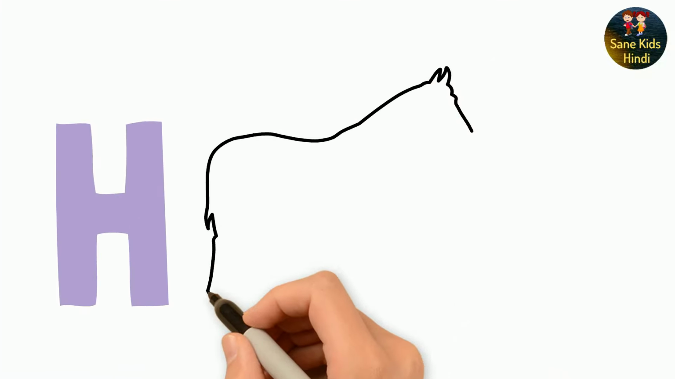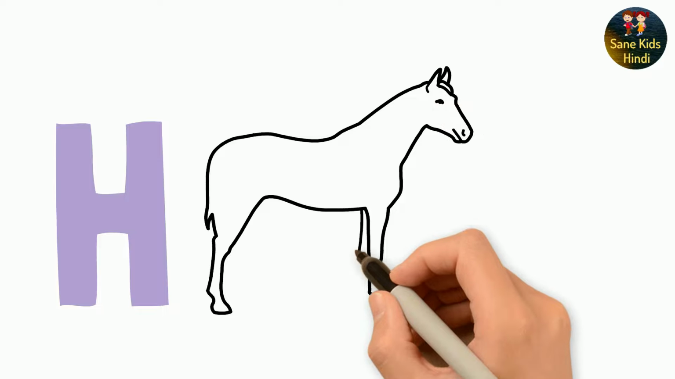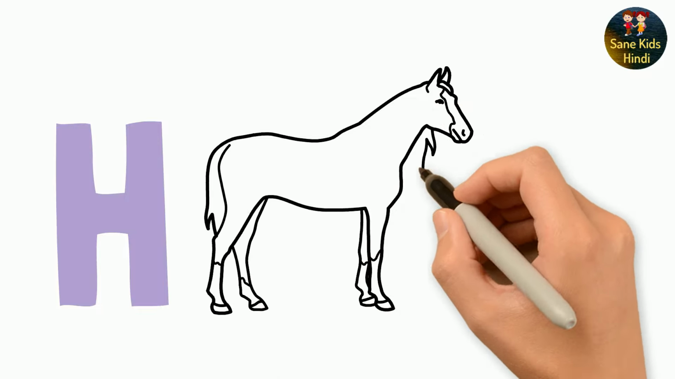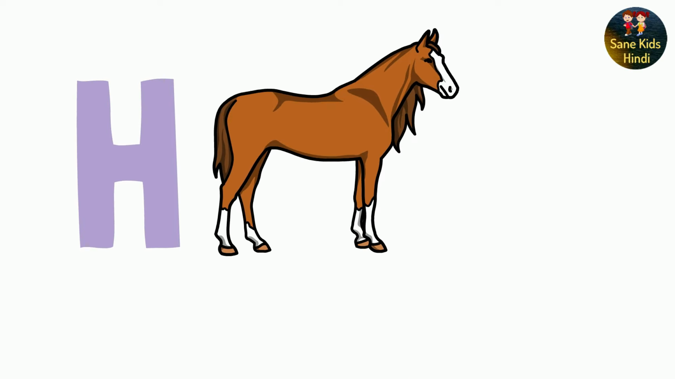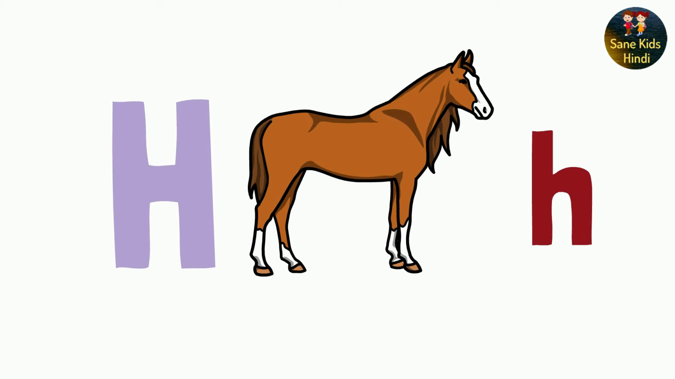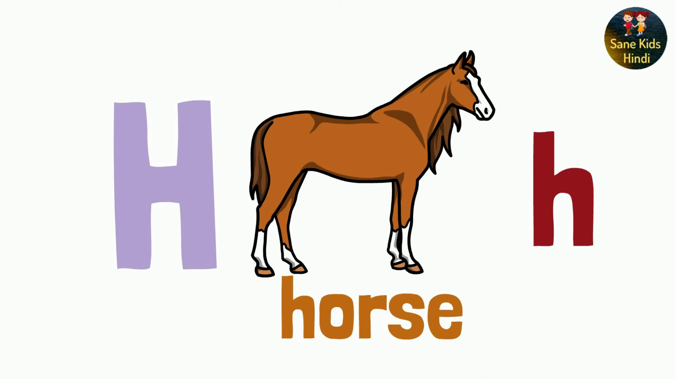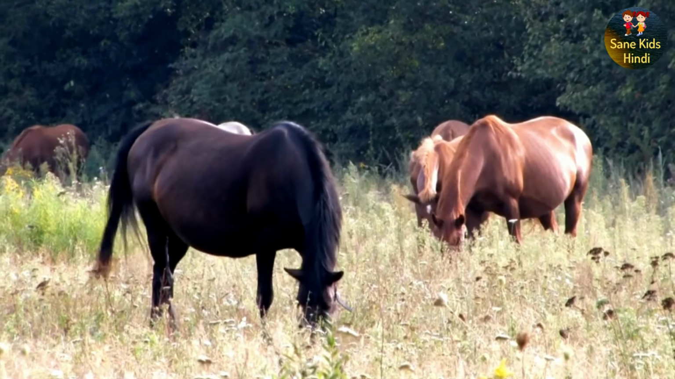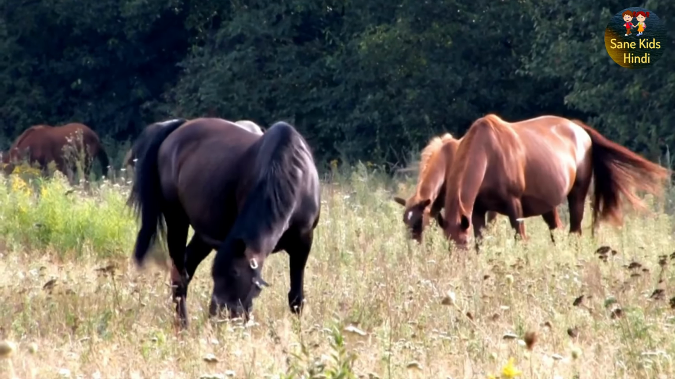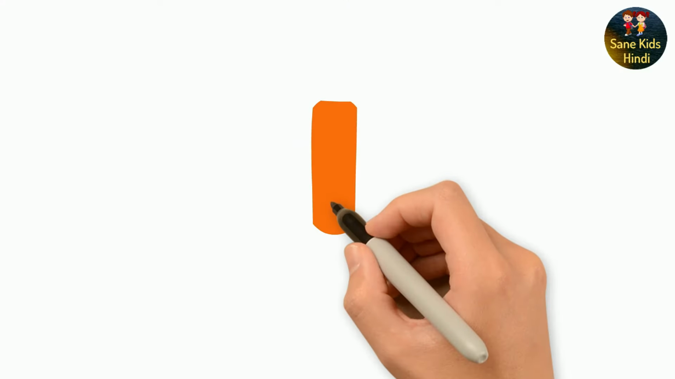H. H for horse. A, B, C, D, E, F, G. H for horse. Say with me, horse. Now I know my ABCs.